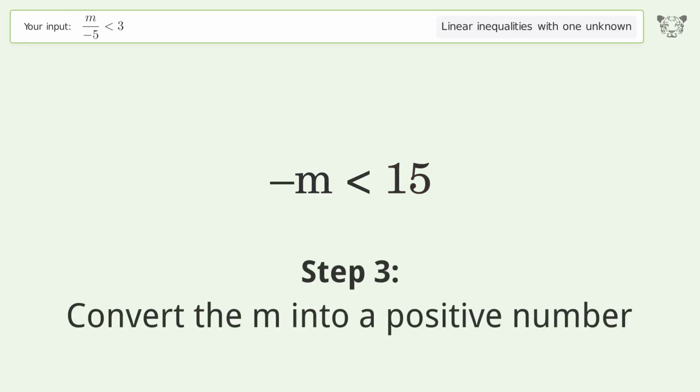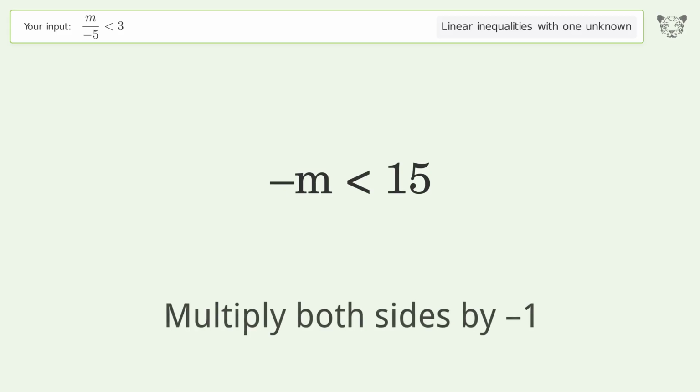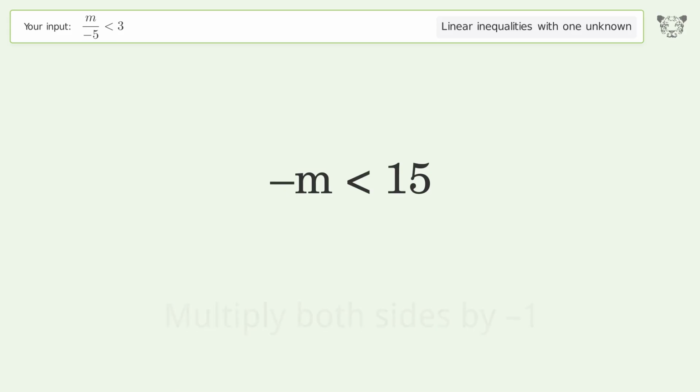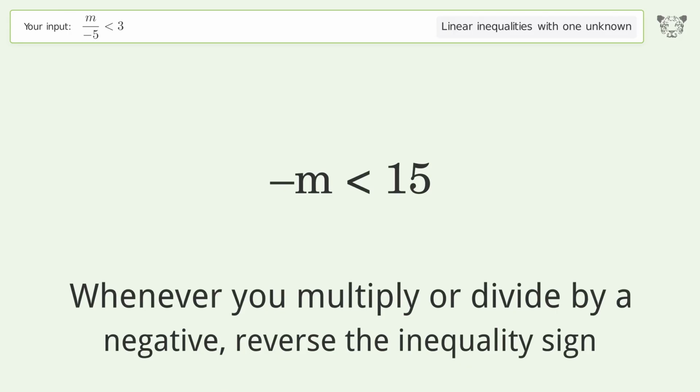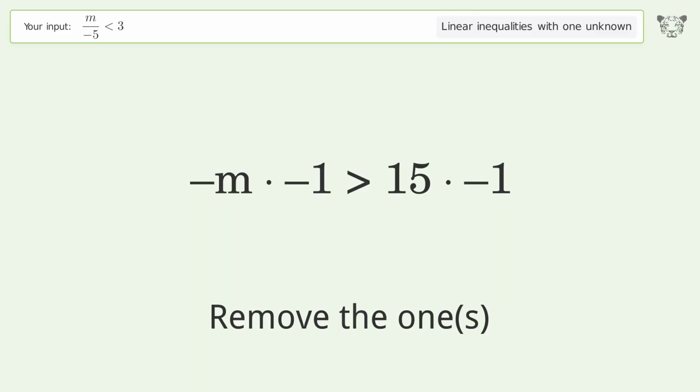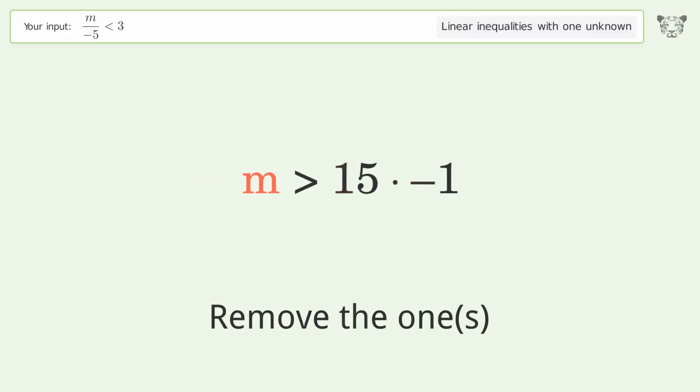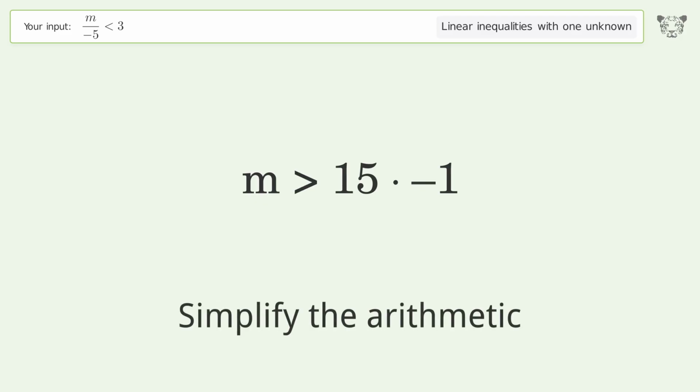Convert the m into a positive number. Multiply both sides by -1. Whenever you multiply or divide by a negative, reverse the inequality sign. Remove the ones. Simplify the arithmetic.